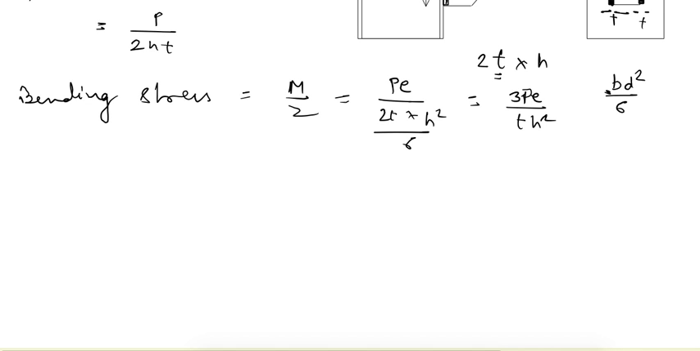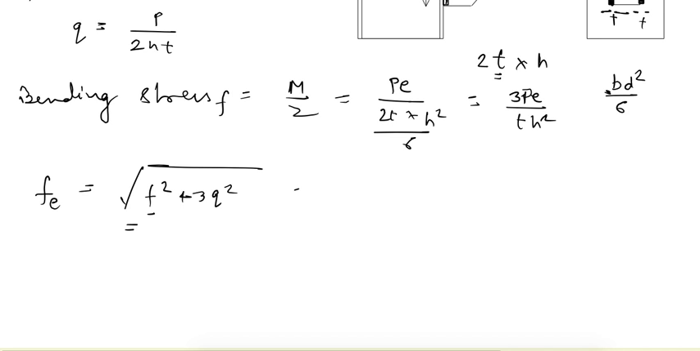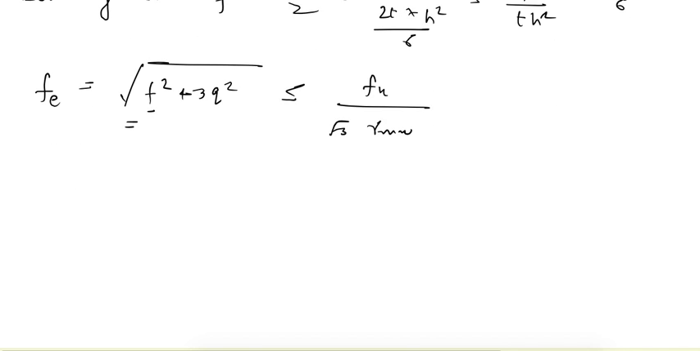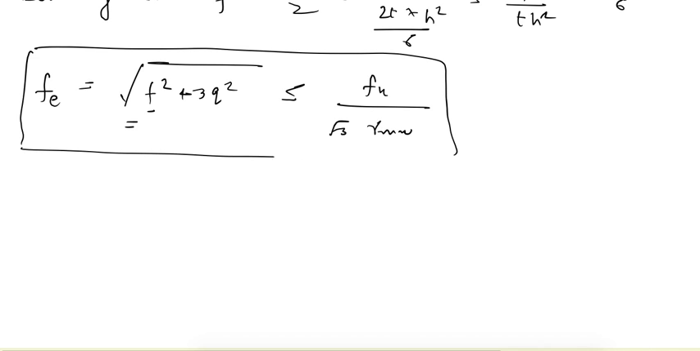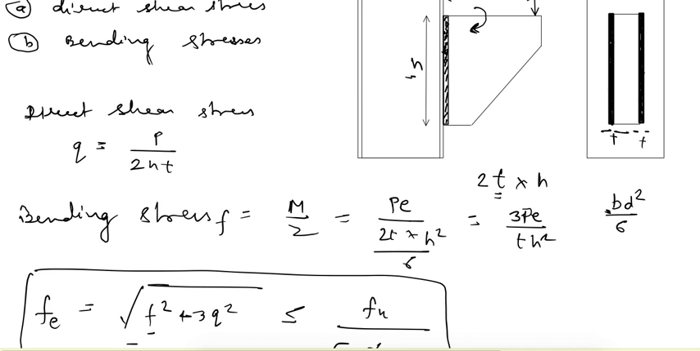Now the code specifies, let's say, F is the bending stress and Q is the direct shear stress. So the code specifies the resultant stress is given as under root of F square plus 3Q square, where F is the bending stress and Q is the direct shear stress. This gives us the resultant stress, and this should be less than or equal to Fu by under root 3 gamma mw. So this will be our basis for the design.